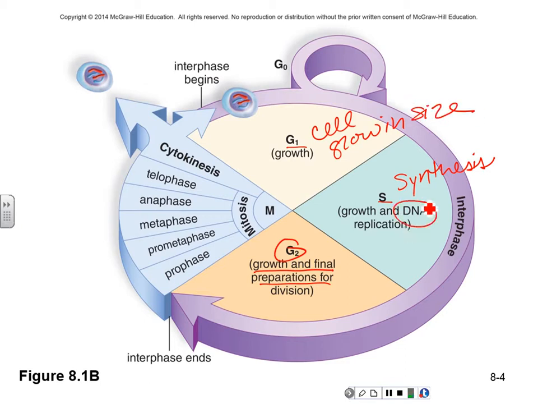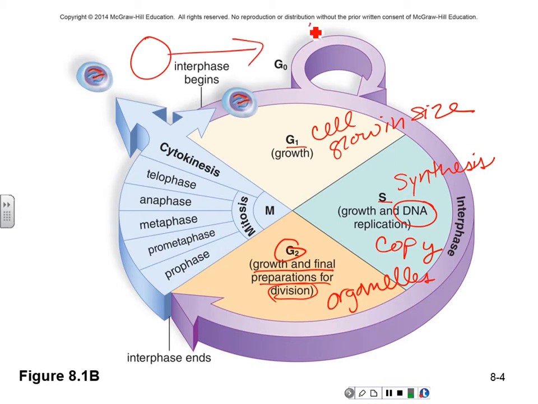Then we're going to see the DNA copy itself. And then we're going to see organelles. Remember when we talk about organelles like mitochondria and endoplasmic reticulum and Golgi apparatus, all of those have to divide as well or copy in the preparation for division. Because what's going to happen, we're going to have one cell and it's going to copy itself into two cells.